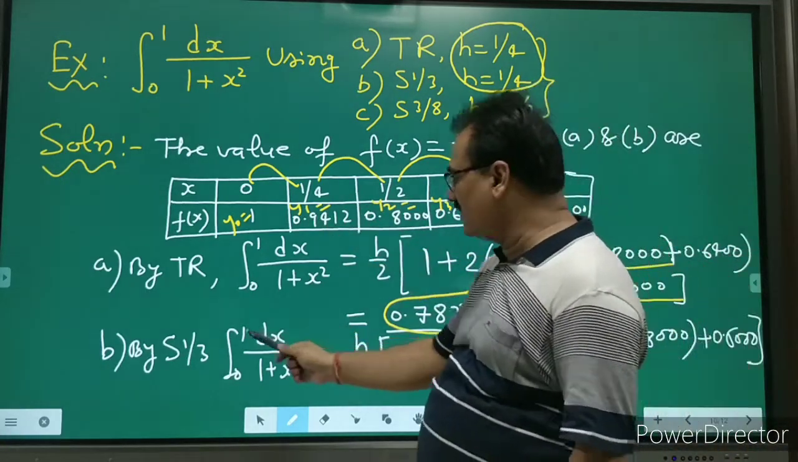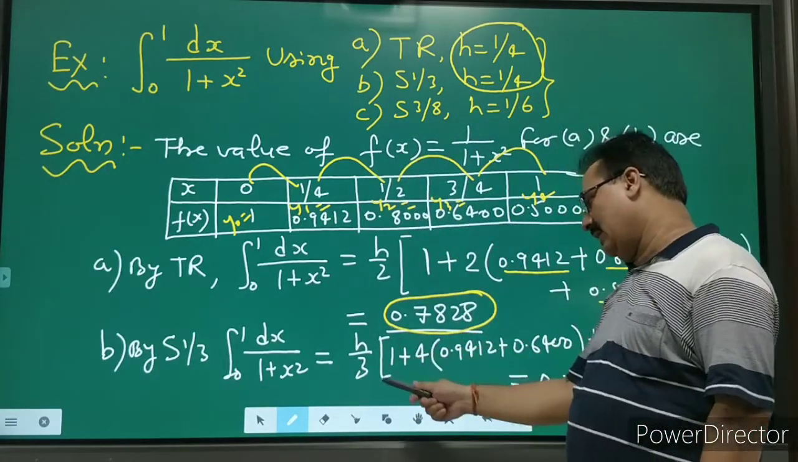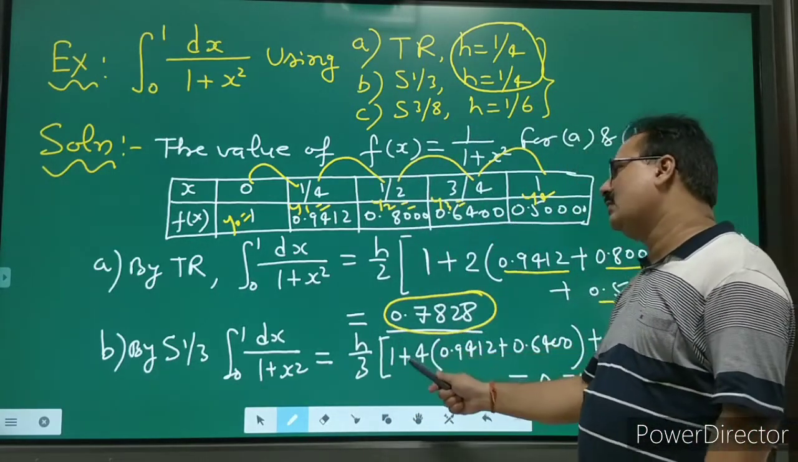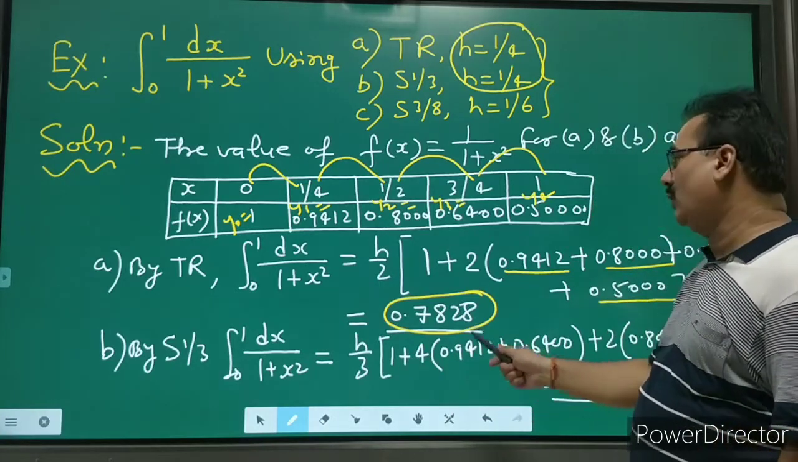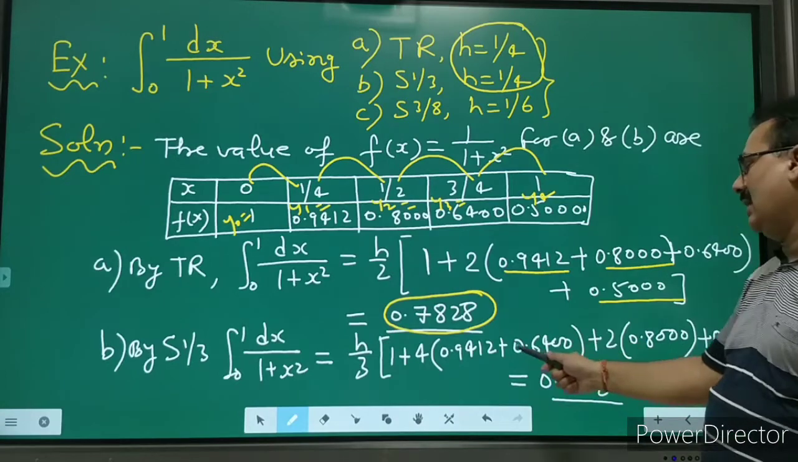If you are using Simpson's 1/3 rule, then the formula will change. The formula will be h by 3 and 1. 1 is for y0. y0 plus 4 times, 4 times what? y1 plus y3, the odd ordinates.